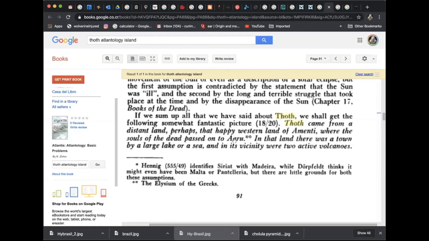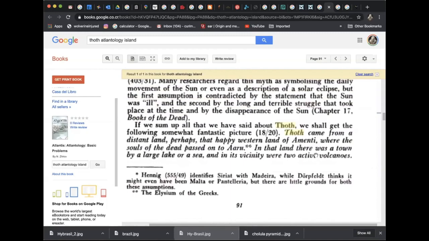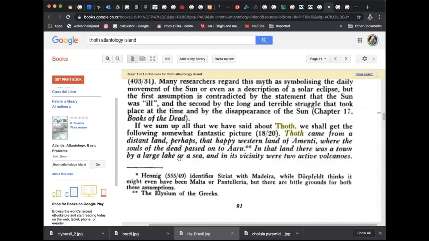Where the souls of the dead passed on to Aru. Amaru. Aru. The plumed serpent. In that land, there was a town by a large lake or sea. A city and a lake. Oh, man. And in its vicinity were two active volcanoes. There were two volcanoes where Thoth is from. A city and a lake, and two active volcanoes.